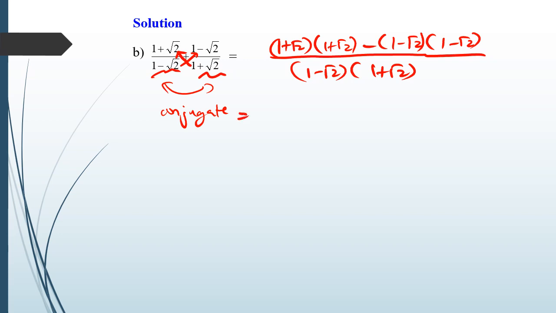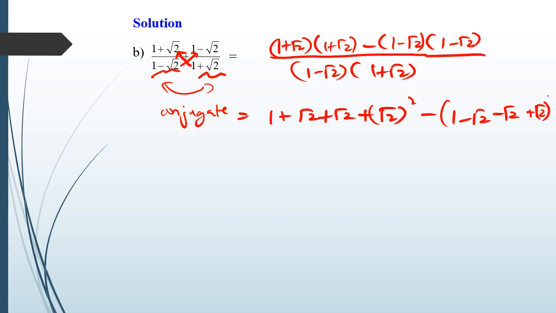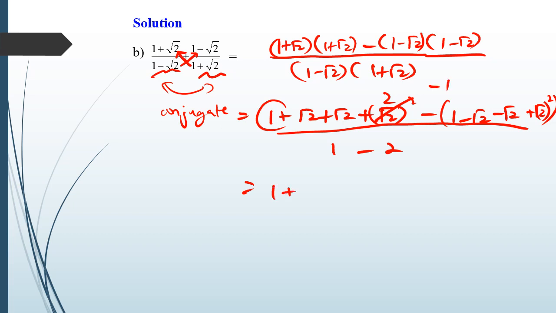So we get 1 plus √2 plus √2 plus √2 squared, and then minus of 1 minus √2 plus √2 squared. How about the denominator? Directly we expand, we get 1 minus 2, right? So what do we have on the top? We have 1 plus 2 minus 1, so 1 plus 2 plus 2 times of √2, and then here we have minus, right? So we expand it.